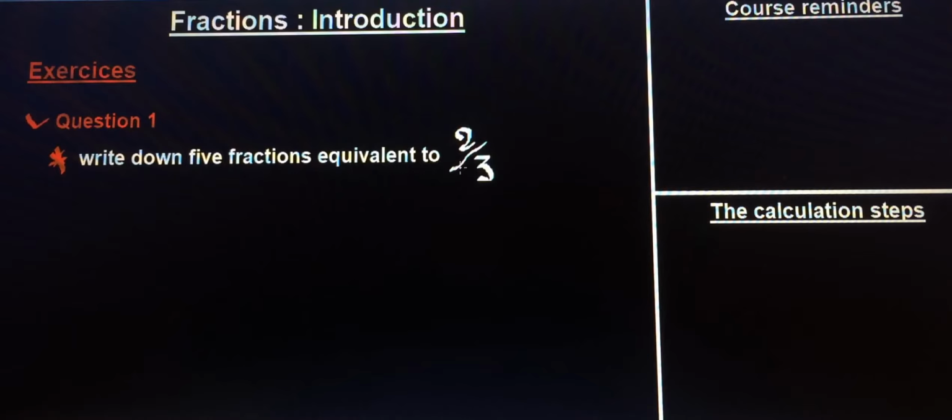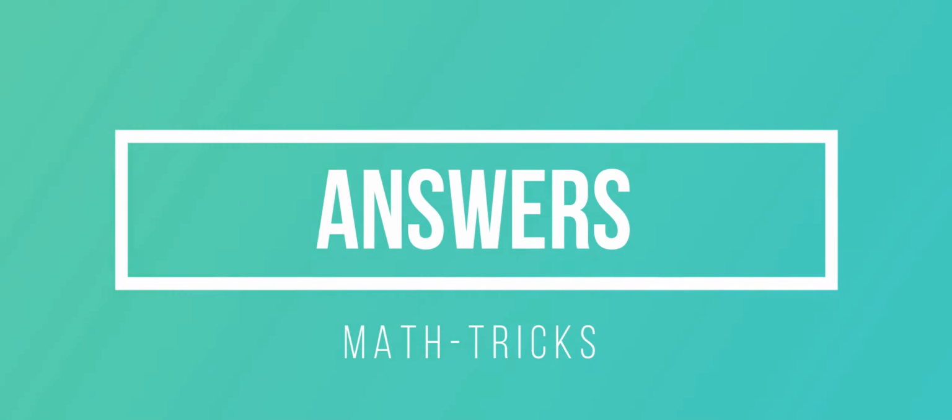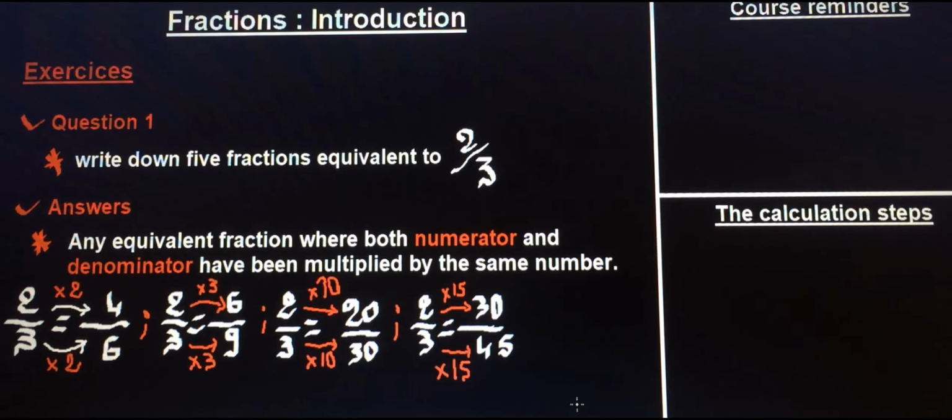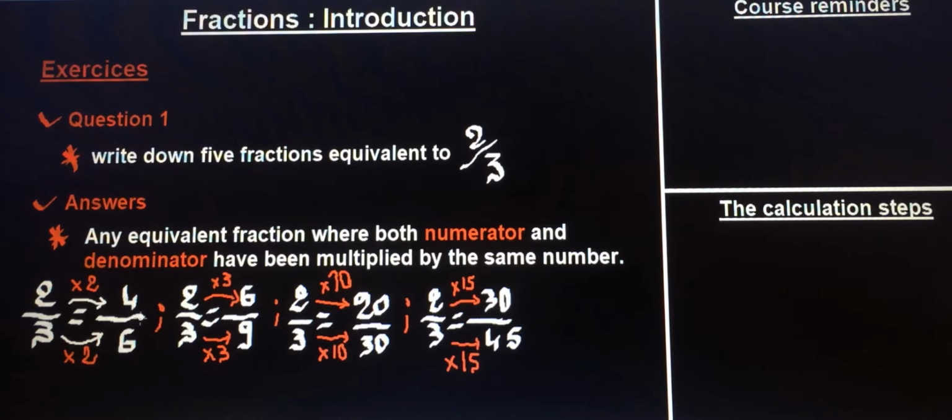Let's do some exercises. Question number 1. Write down 5 fractions equivalent to 2/3. For the answer, any equivalent fraction where both numerator and denominator have been multiplied by the same number. For example, we can multiply by 2, 3, 10, or 15, and we obtain the 5 fractions equivalent to 2/3.